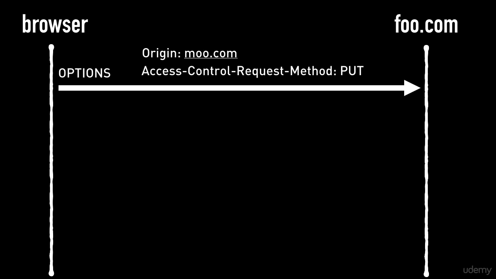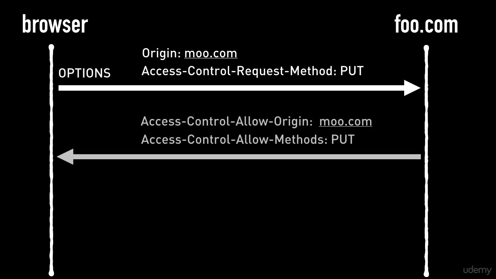And so what foo.com then does is it does whatever processing it needs to do, and then it issues a response. And same as before, it would set the Access-Control-Allow-Origin to moo.com or to star, but in addition, it also adds another header called Access-Control-Allow-Methods. And this can actually contain a comma separated list of methods. So it can contain PUT, GET, HEAD, or just one, but it must at the very least contain the same method that's been requested in the request.